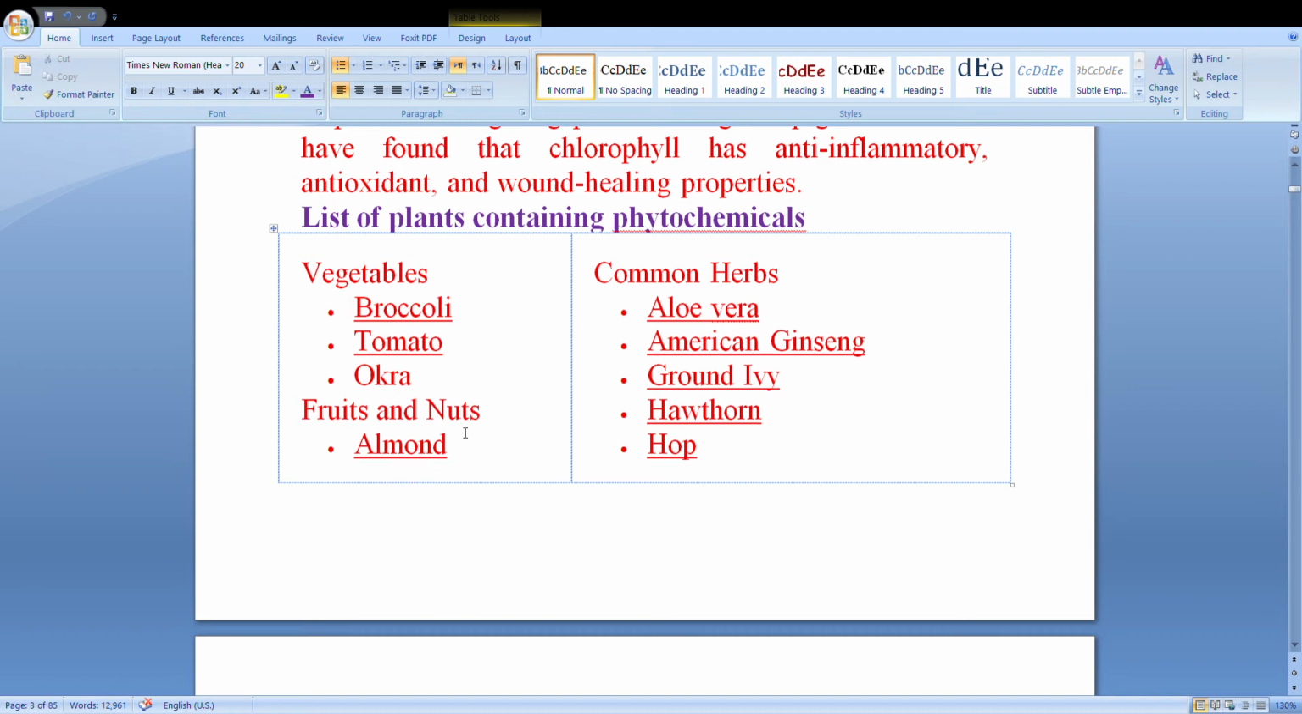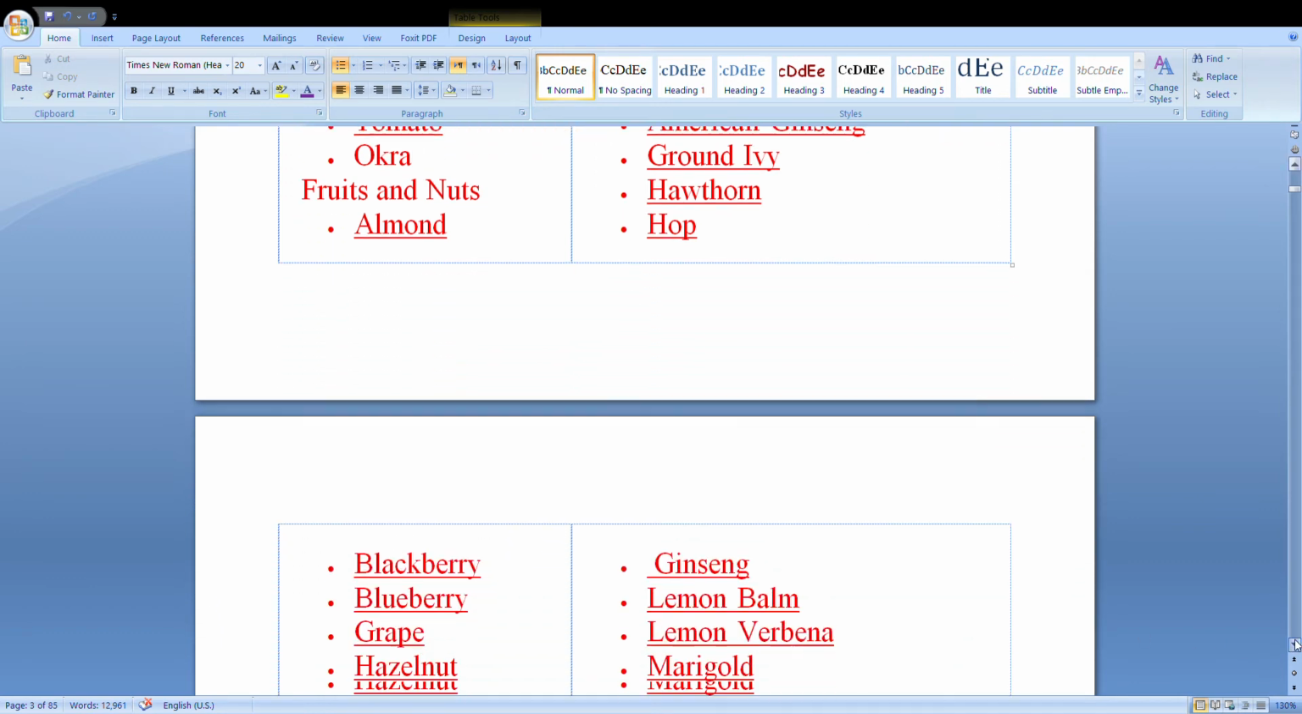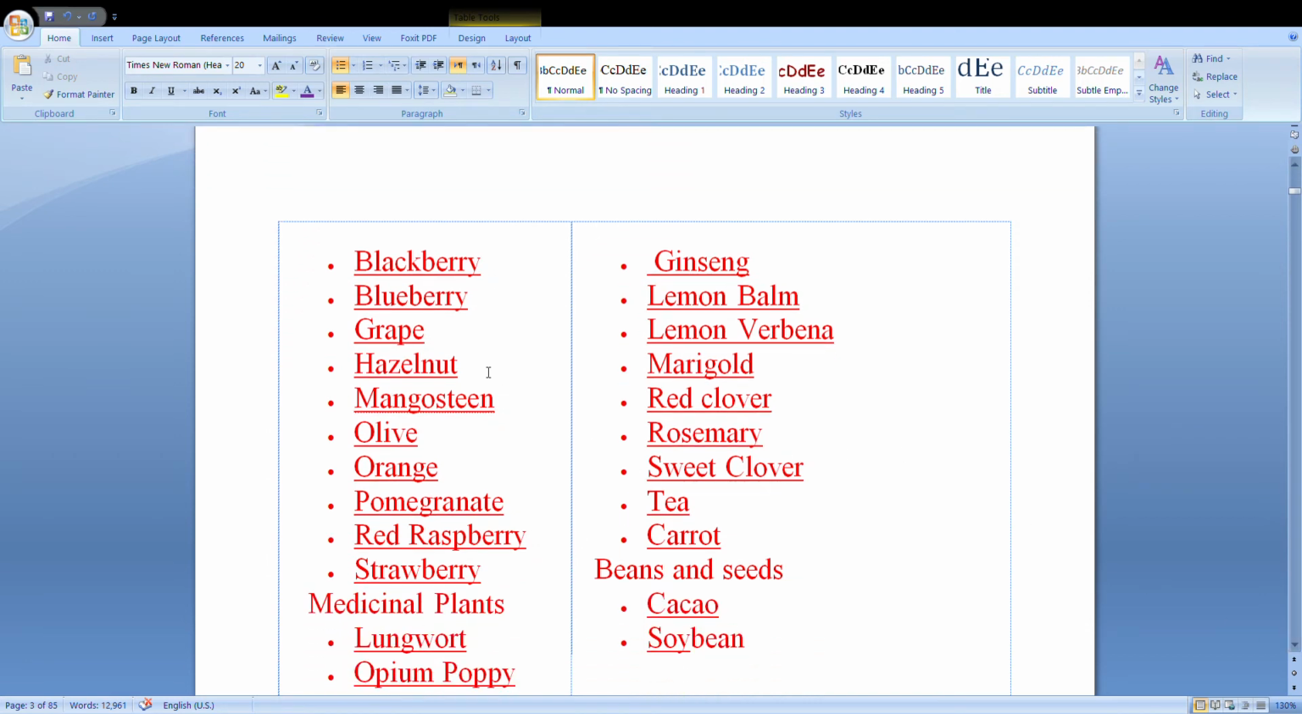Fruits and nuts like almond. Common herbs: aloe vera, American ginseng, crown ivy, hawthorn, hops. This common one is aloe vera. And the other fruits and nuts, almond. You can see here blackberry, blueberry, grapes, hazelnuts, mangosteen, olives, orange, pomegranate, red raspberry, strawberry. They contain a lot of vitamin C, antioxidants, flavonoids.